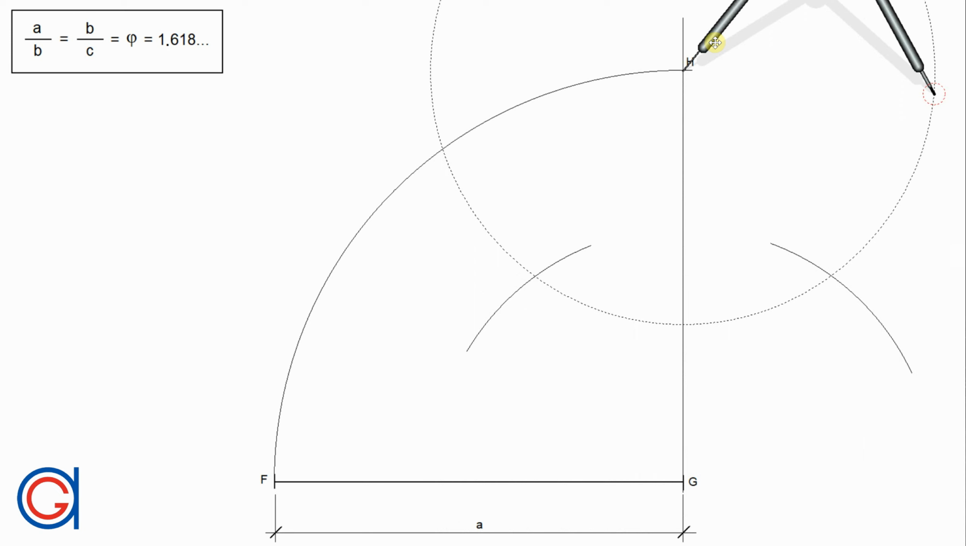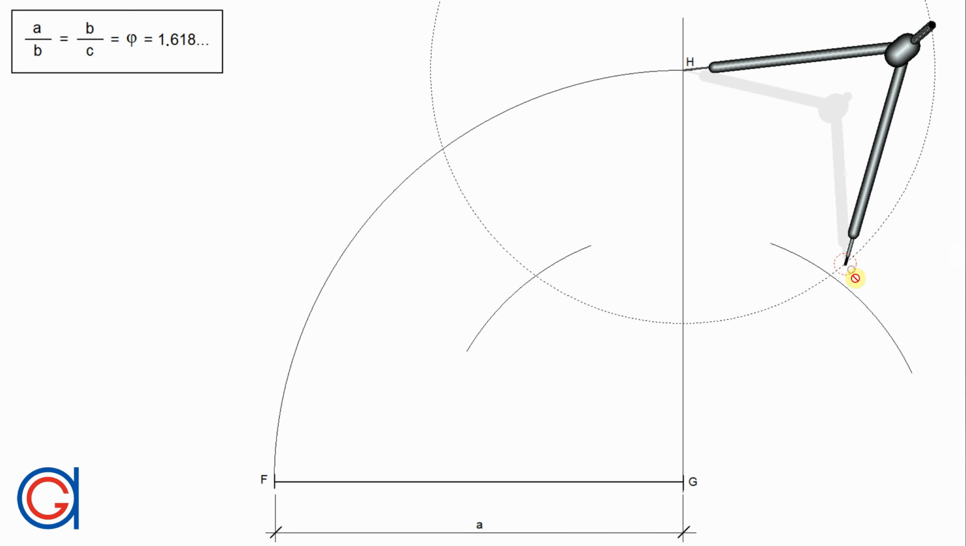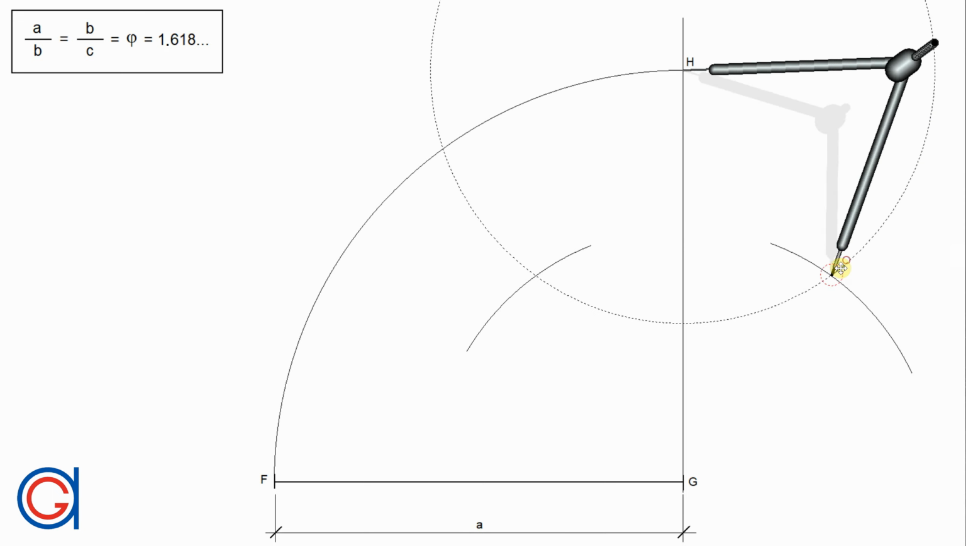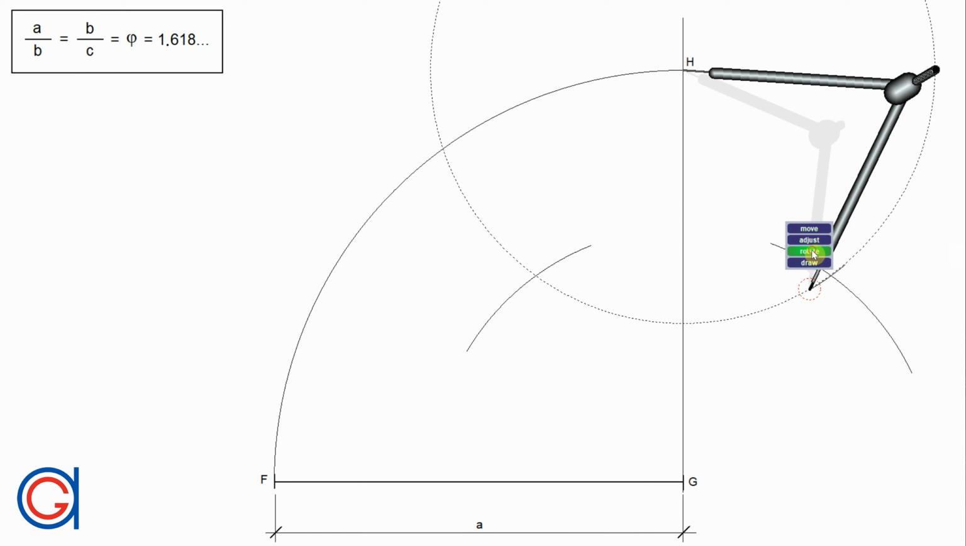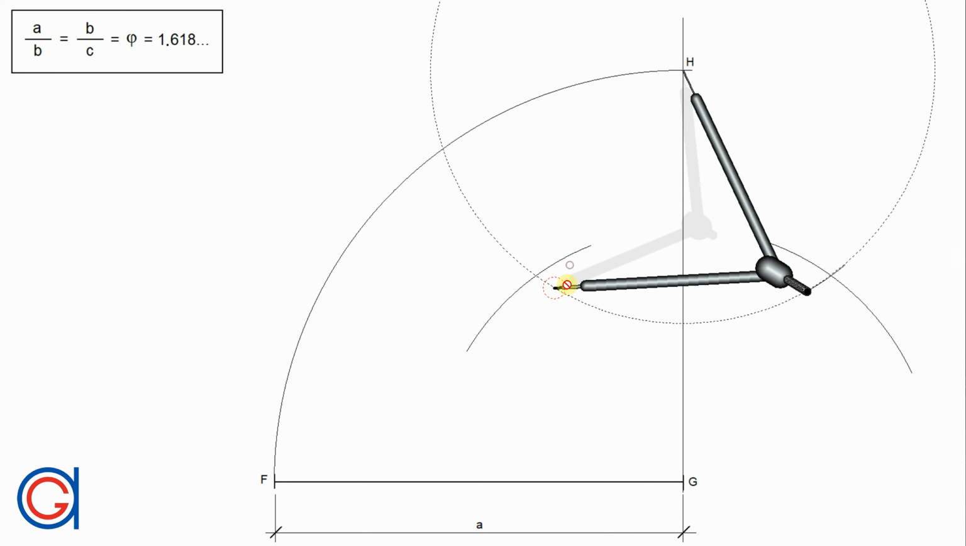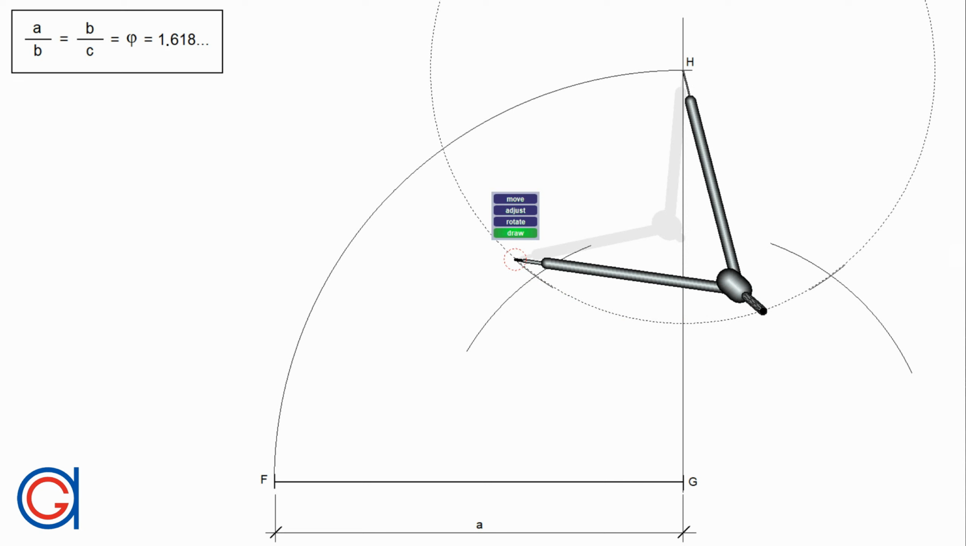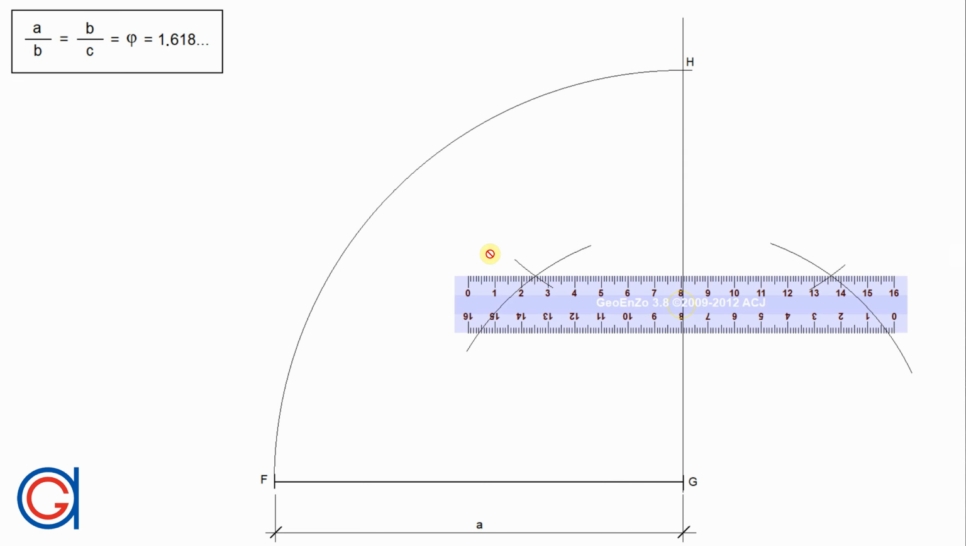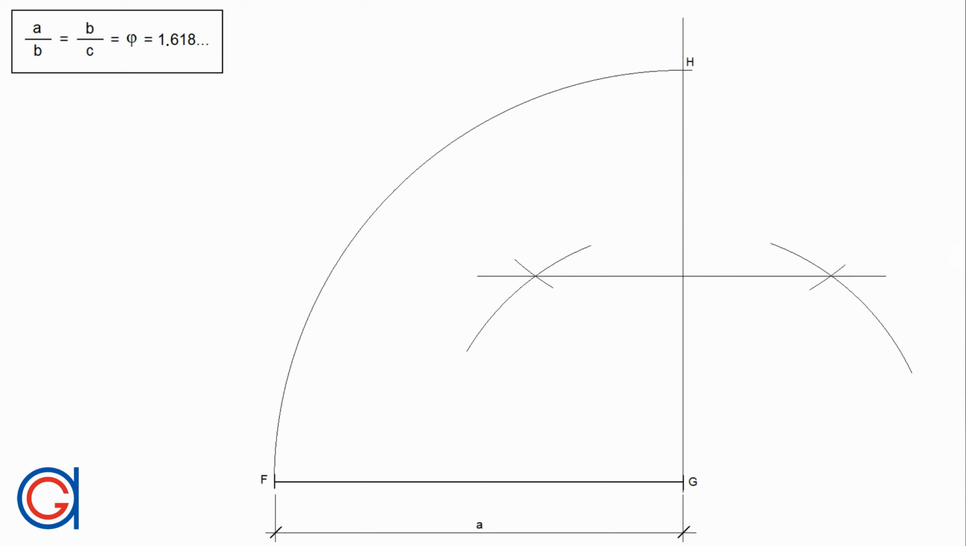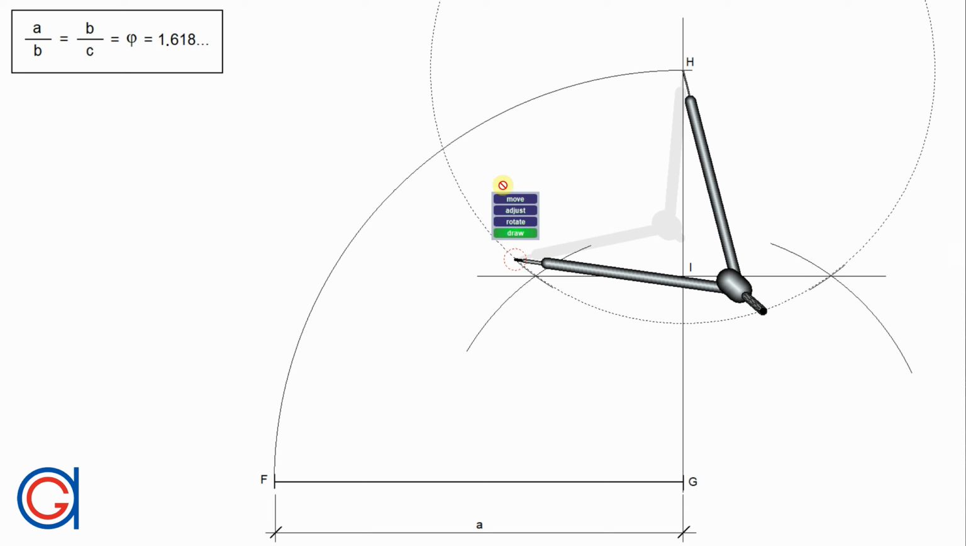And now with the same radius, setting the compass on point H, we're going to scribe two new arcs intersecting our previously drawn arcs at 2 points. So now, with a ruler, we will join these two intersections, finding a new midpoint, which we will call I.